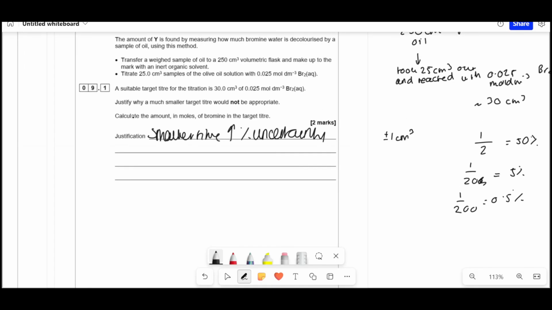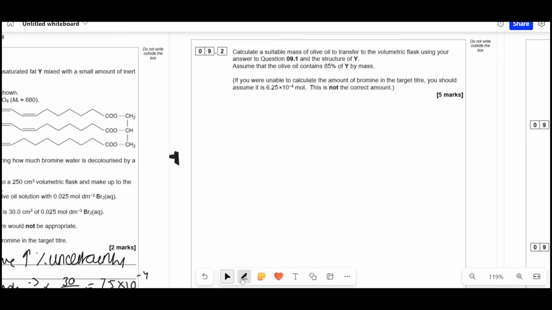Then it says calculate the amount of moles of bromine in the target titre. So the amount of Br2 is going to equal its concentration, 0.025 mol dm⁻³, times its volume over 1,000, which is 7.5 times 10⁻⁴. Now it says calculate a suitable mass of olive oil to transfer to the volumetric flask using your answer to 9.1.1 and the structure of Y. Then assume that it contains that much by mass.